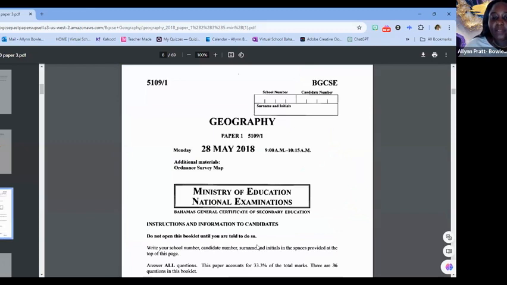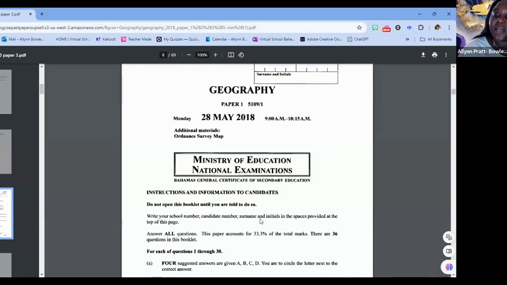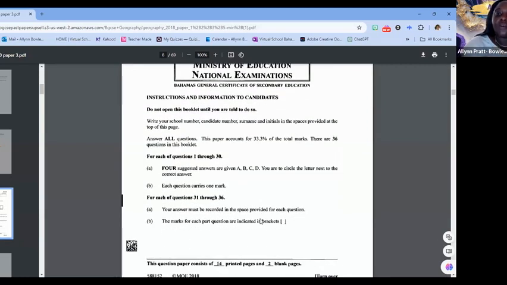So this is a typical paper 1, and every paper in geography has a map section attached. So you have to answer all the questions. There are 4 suggested questions. Let me just take my time a little, exit some of these things out. All right. Okay. Answer all questions. This paper accounts for 33% of your total mark. There are 36 questions in this booklet. 4 suggested questions are given, A, B, C, and D, and you have to answer all of the sections.